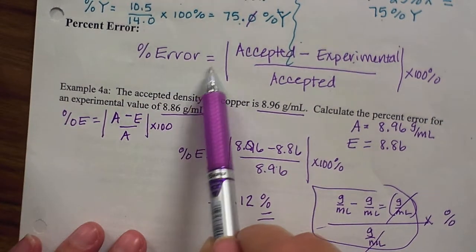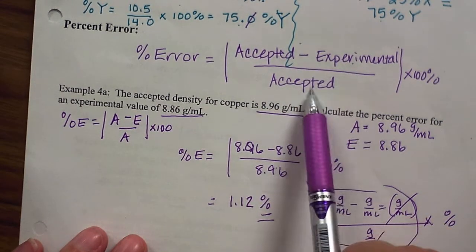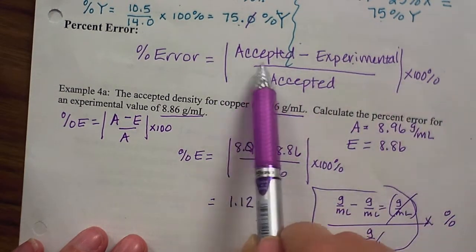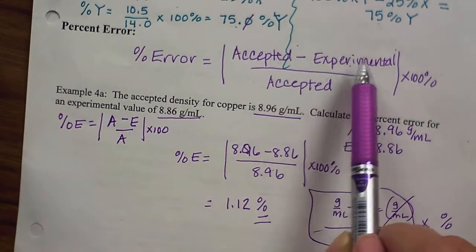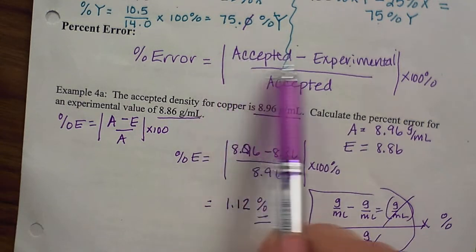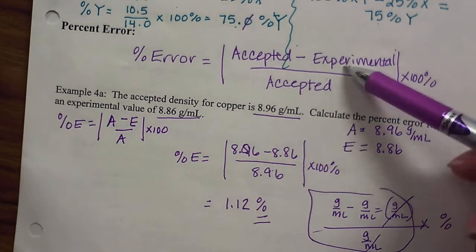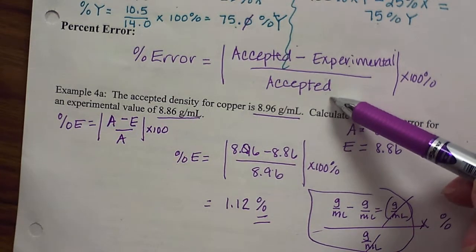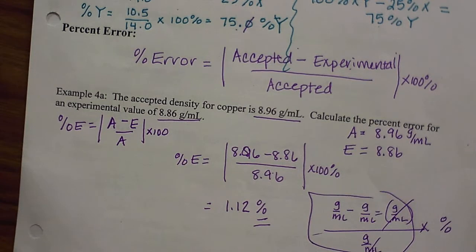So percent error is equal to accepted minus experimental over accepted times 100. So this is like the accepted value minus the value that you might have gotten in your experiment. So the difference between the two would be your error. And then you take your error and you put it over the accepted value. These are absolute value bars because we don't care whether you're high or low. We just want to know how far away you are.